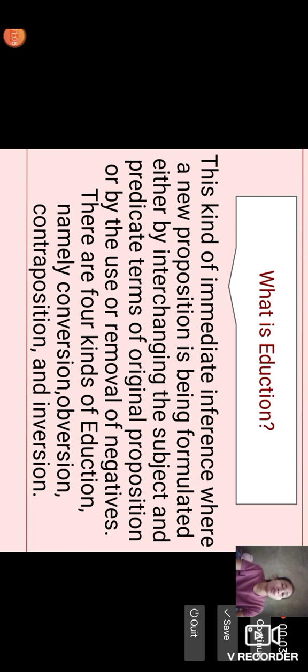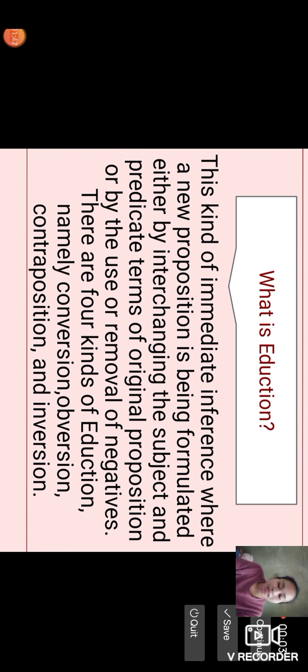It is formulated by interchanging the subject and predicate terms of the original proposition or by the use of removal of negatives. However, the quality of the original proposition is retained. Conversion has two parts, namely the convertend, the original proposition, and the converse, the new proposition.